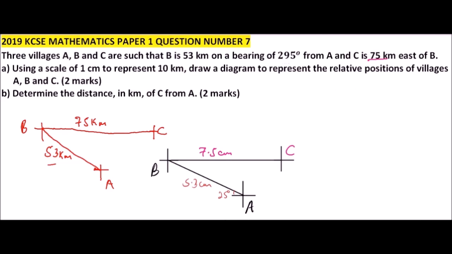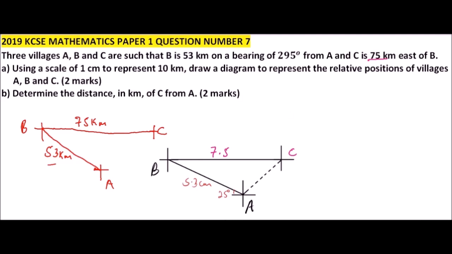So finally, I have joined A and C, and it means that we have answered the first part, that is part A. We have shown the relative positions of the three villages A, B and C. The second part is to determine the distance in kilometers of C from A. So using a ruler, we are going to measure the dotted line from C to A and see how many centimeters, then we multiply by 10.